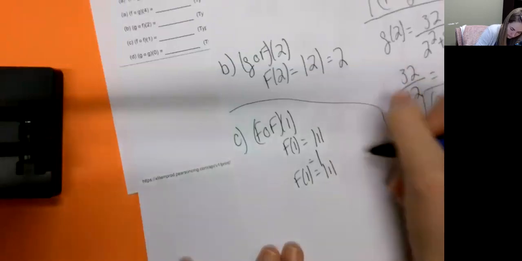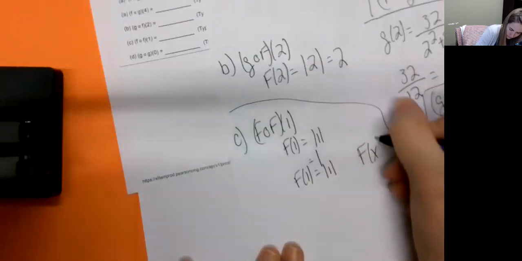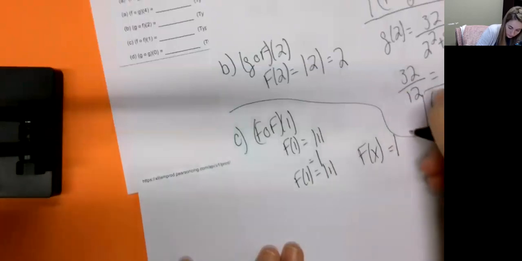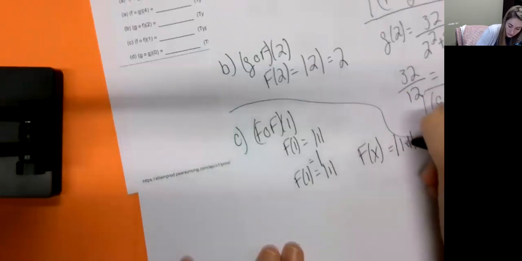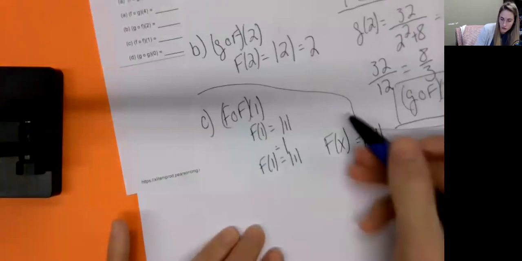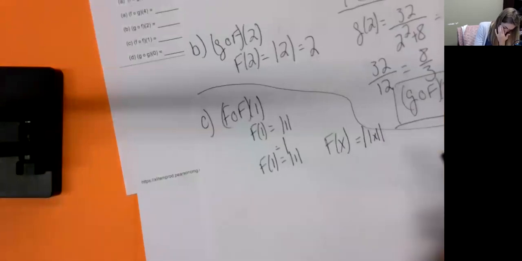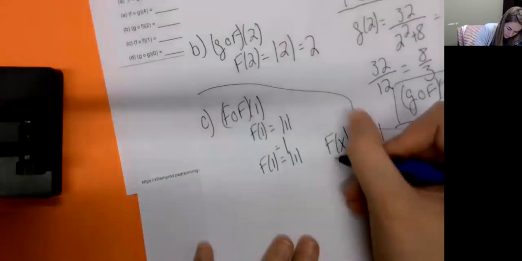Or we could have had f of x equals the absolute value of x. So either way you want to look at this one, if we put 1 in there, it's still going to be 1.